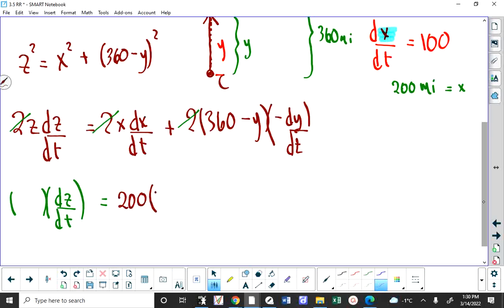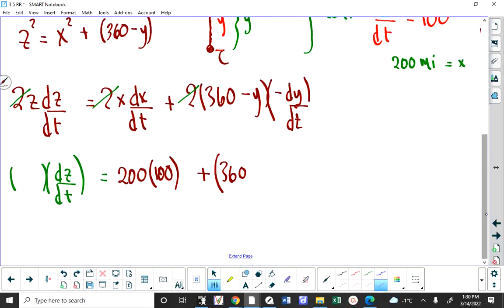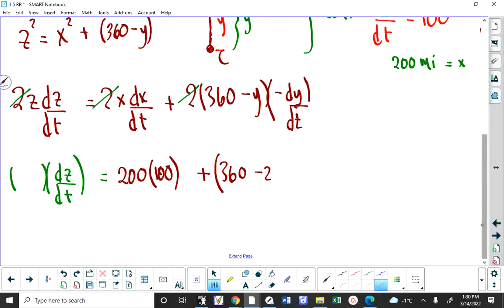dx/dt is 100. This is what I mean by the only thing that can hold you back from the answer here is lack of organization, because I almost put 120 for dx/dt. And then we have plus 360 minus y. So after 2 hours traveling at 120 kilometers per hour, y will be 240. So minus 240 times negative dy/dt, which is negative 120.